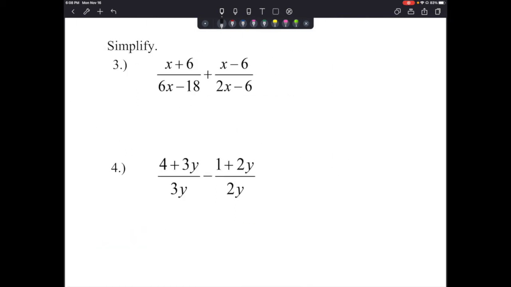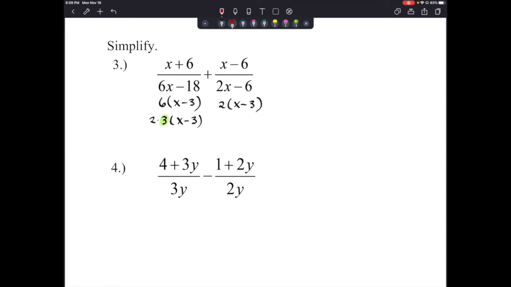So number 3, it just says to simplify. So we have the quantity of x plus 6 over 6x minus 18. Let's factor that denominator. When we factor out that 6, we have the quantity of x minus 3 left over. On the right side, we'll factor out the 2, and we have an x minus 3 left over. So for this one, in order for us to get a common denominator, if we think about that 6 as being 2 times 3 times the quantity of x minus 3, then it looks like the only thing that's missing is that factor of 3 on the right side.